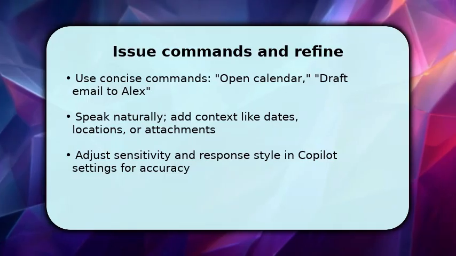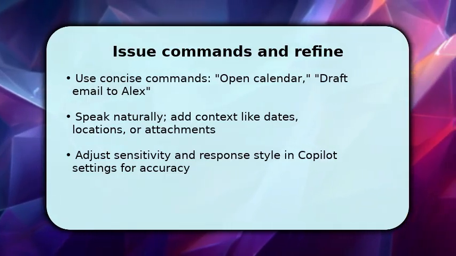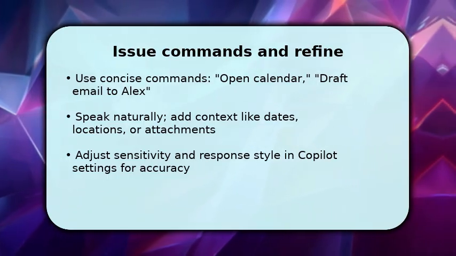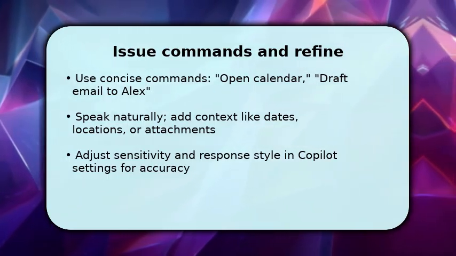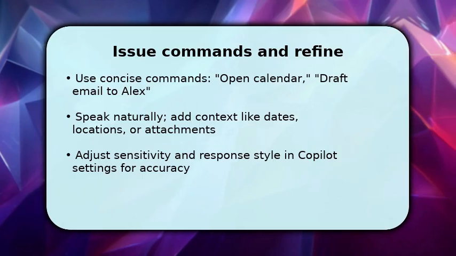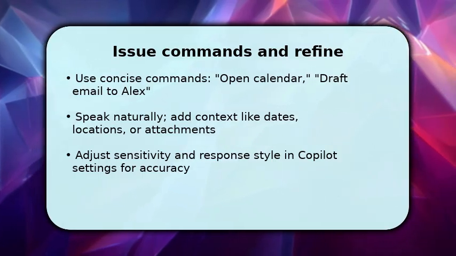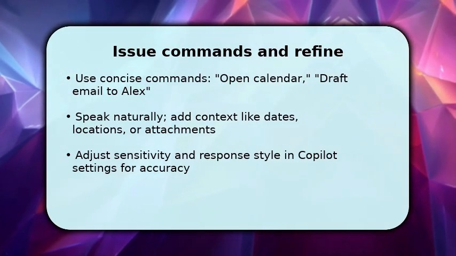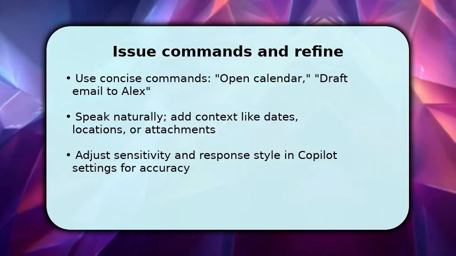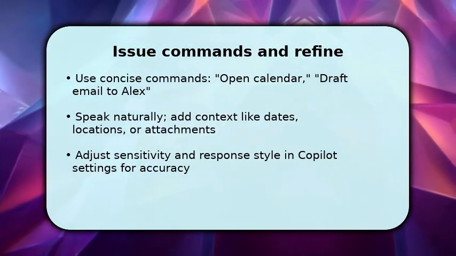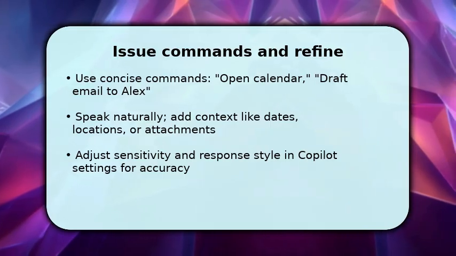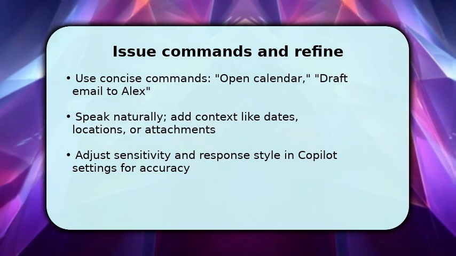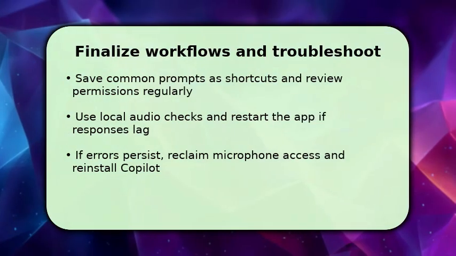You now practice issuing real commands and refining responses. Start with concise verbs like open, draft, search, and then layer context. For example, send an email to Alex tomorrow at 10 a.m. with the budget attached. Once you hear the draft, ask Copilot to edit or add details. This feedback loop trains better output. Make sure to adjust sensitivity and verbosity in settings if Copilot misunderstands you, and test multi-step tasks to confirm it preserves context across prompts.